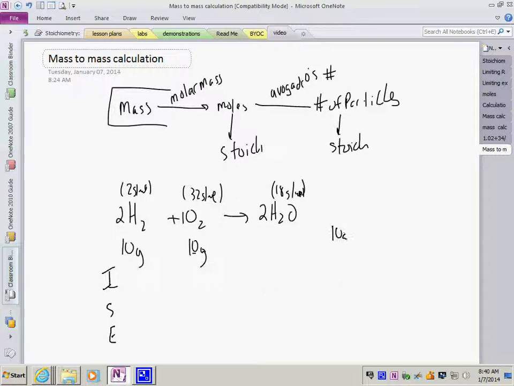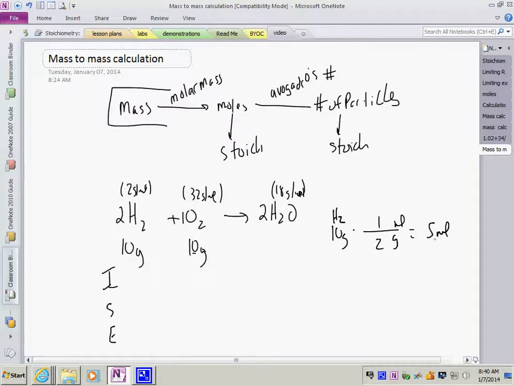Alright, so 10 grams, let's do the hydrogen first. Dot line, grams to moles, 1 mole is 2 grams, so I have 5 moles of this one. And 10 grams, dot line, get rid of grams, go to moles. 1 mole is 32 grams. And this is going to be about a third. 10 divided by 32 for an exact value, 0.31 moles.